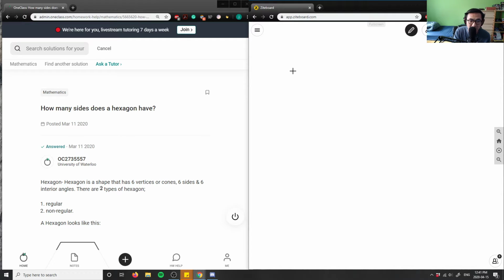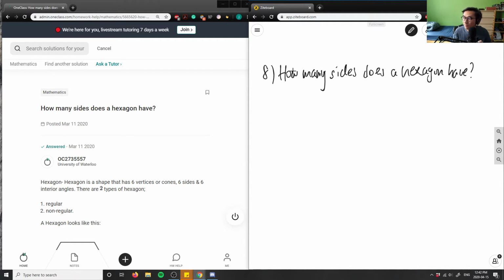Number 8 says, how many sides does a hexagon have? Again, it's very simple, simple geometry. Take a minute to think about this question, and we'll take it up together, because we're talking about geometry, we're talking about sides, and we can also talk about angles in this case as well. Maybe I'll extend the question and talk about angles as well. So take a moment to think about this problem.